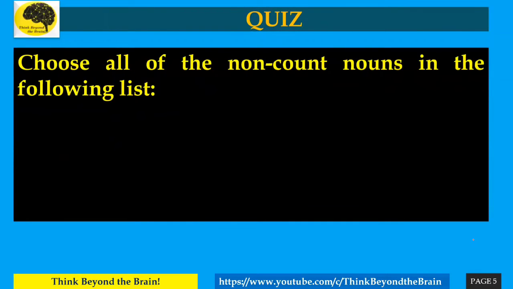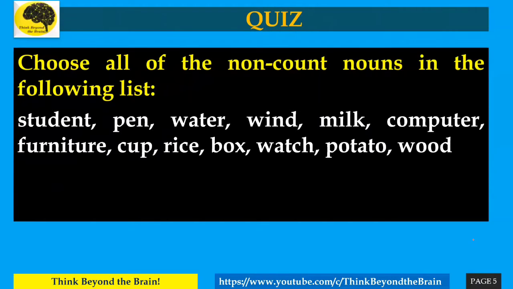So today we have learned about count nouns and non-count nouns. If you are clear about it, you can get a recap. If you have a little doubt, you can watch the video again from the start or from where you want, non-count nouns or count nouns, and then you should start the quiz. I will now write the questions. Choose all the non-count nouns in the following list: student, pen, water, wind, milk, computer, furniture, cup, rice, box, watch, potato and wood.